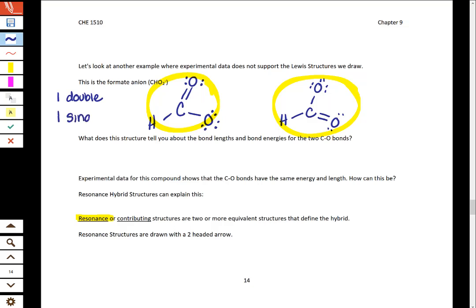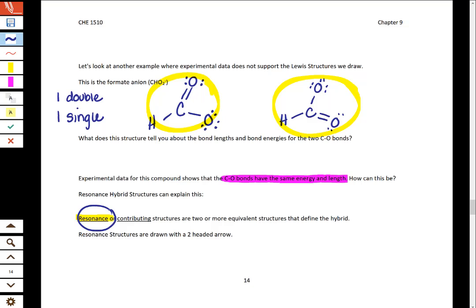And one single bond. So when we look at either of these structures, there's one double bond between carbon and oxygen and one single bond between carbon and oxygen. But if we go and look at the experimental data, it says that the carbon-oxygen bonds have the same energy and the same length. And so what that means is our Lewis structures have failed us, and we need to add to our Lewis structure theory. And the way to do this is with resonance structures.